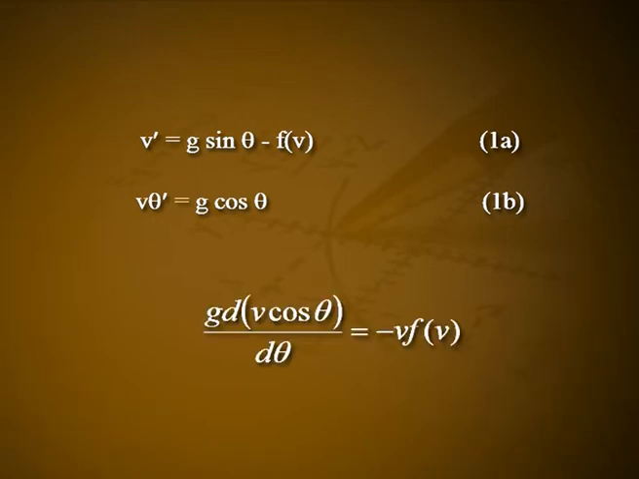Resolving the acceleration due to gravity into components parallel and perpendicular to v, and using the fact that drag acts parallel to v, we obtain v dash is equal to g sin theta minus f of v, and v theta dash is equal to g cos theta. Multiplying equation 1a by v, dividing by 1b and rearranging, we obtain g d(v cos theta)/d theta is equal to minus v f of v, an equation we cannot solve analytically unless f has some special form.